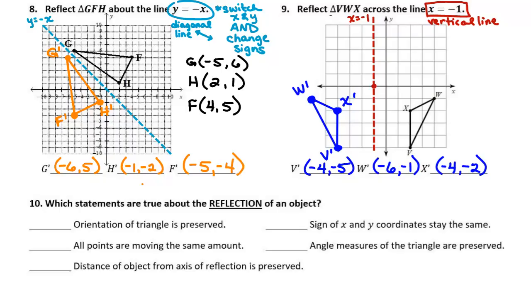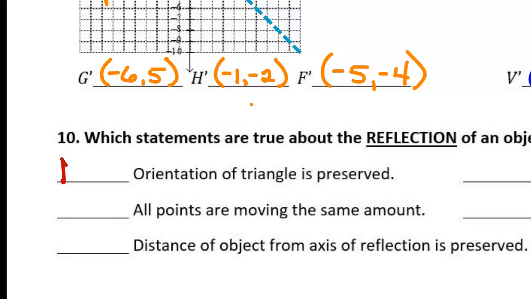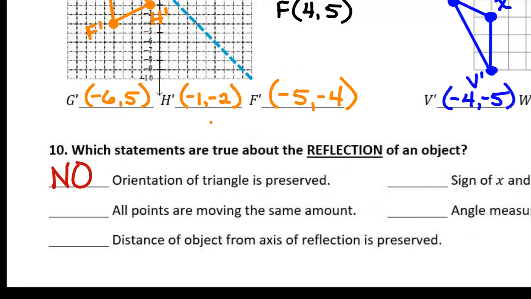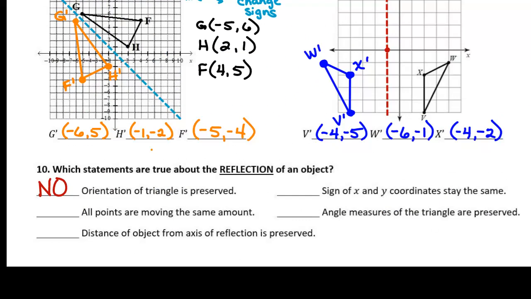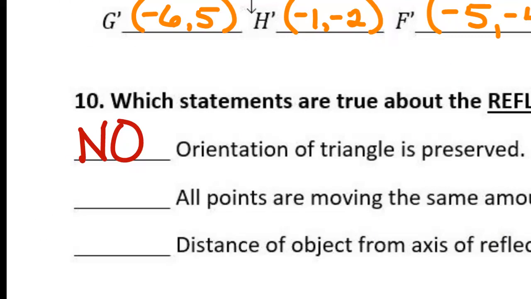All right, last question, number 10. True or false? The orientation of a triangle is preserved, so it stayed going the same direction. W is to the right of point X. Is W prime to the right of X prime? No, then orientation was not preserved. All points are moving the same amount. Did we count the same amount for X that we did for W? No, this is also a no then.